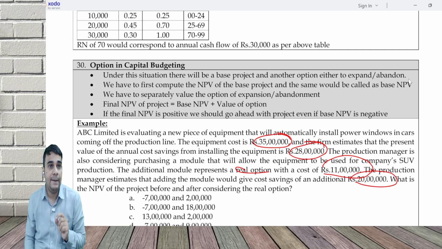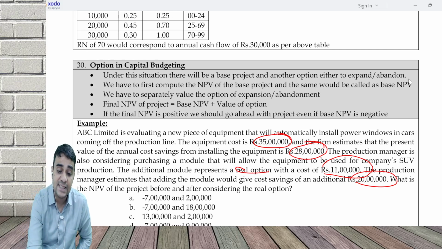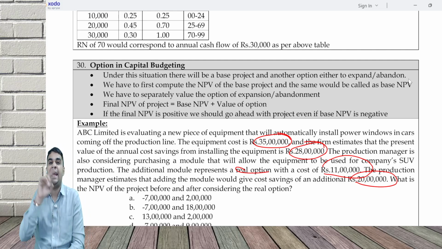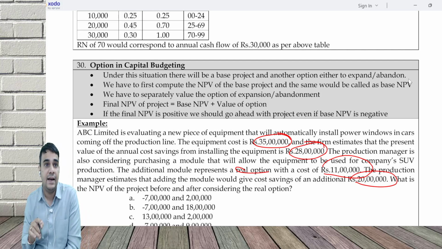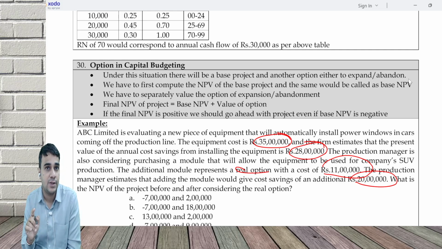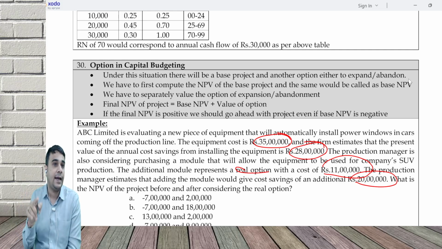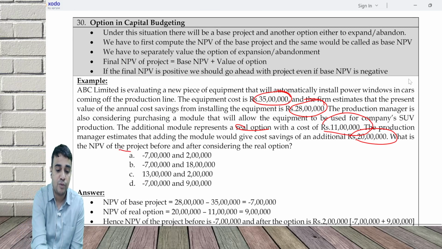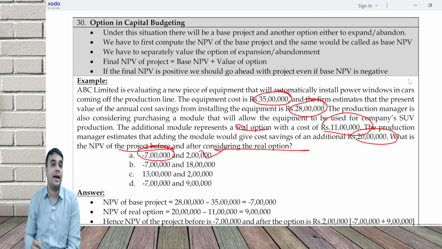The module has a value of 9 lakh. In this example, the base NPV is negative 7. The value of the option is 9 lakh, and the overall NPV is 2 lakh. So what is the NPV of the project before? Before, it is negative 7. After, another 9 lakh is added, giving 2 lakh.